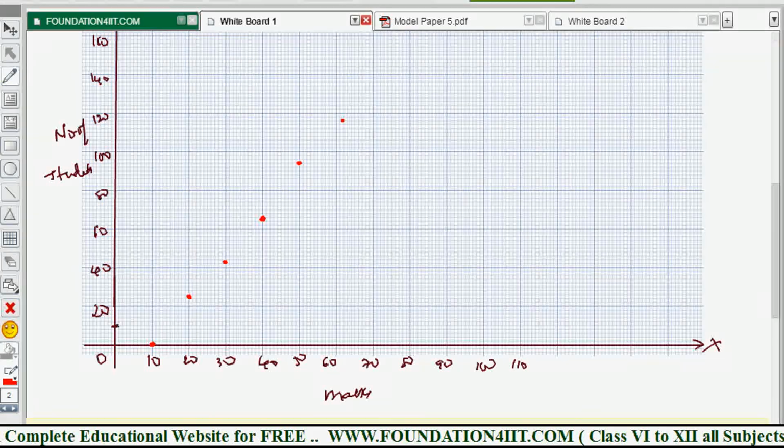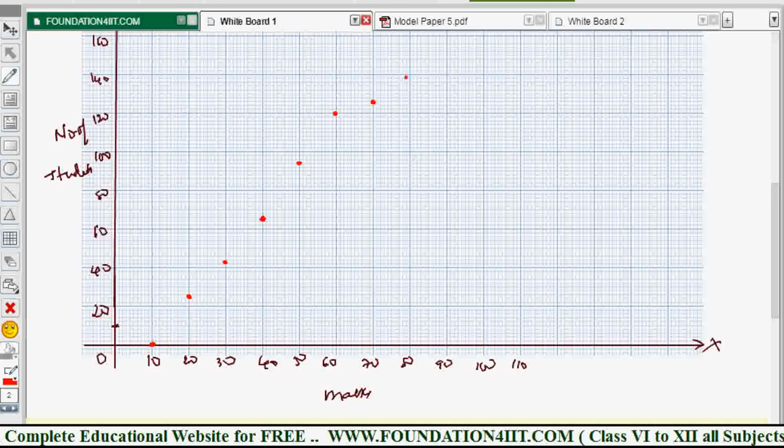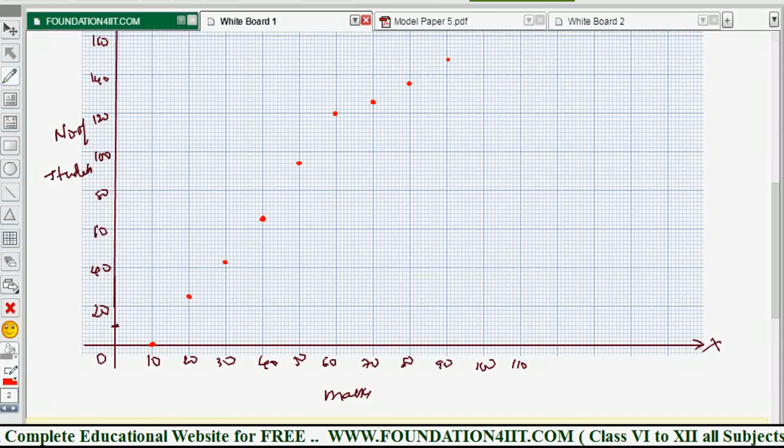60, 120. For 60 it is 120, as given in the question. 70, 128, the fourth line after 120. 80, 135. And 90, 148. 150 is just the middle line. 4 millimeters after it, 100 is 150.